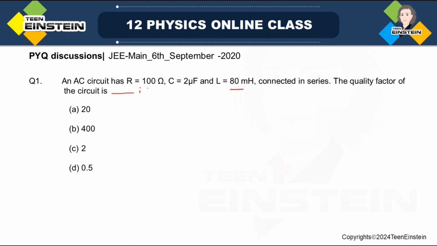So this is really a memory based question. If you remember the definition of quality factor, then only you will be able to answer the question. So just for your sake, the quality factor Q is given by omega 0 L by R. This is actually the quality factor. What is omega 0? Omega 0 means resonance frequency.